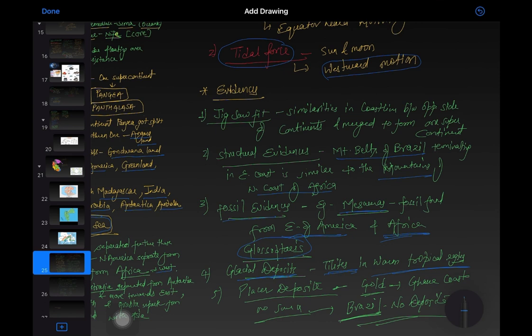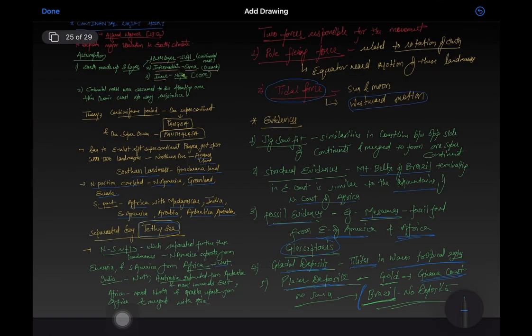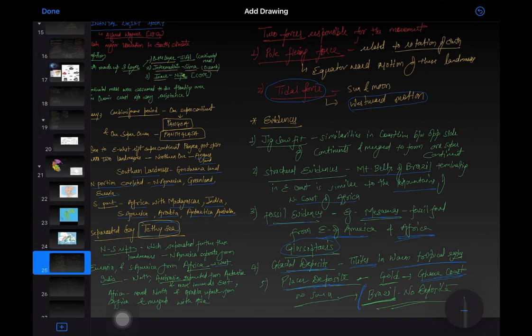And the fifth evidence is placer deposits. Placer deposits of gold, which we find on the Ghana coast. But on this Ghana coast of Africa, there is no source of gold, and the source we can find in Brazil. But in Brazil, there is no deposit of gold placer. So this is also evidence proving that continents have drifted in the past. So this is our continental drift theory proposed by Alfred Wegener. And this theory has many criticisms also. So let's see some criticisms of Wegener's theory.